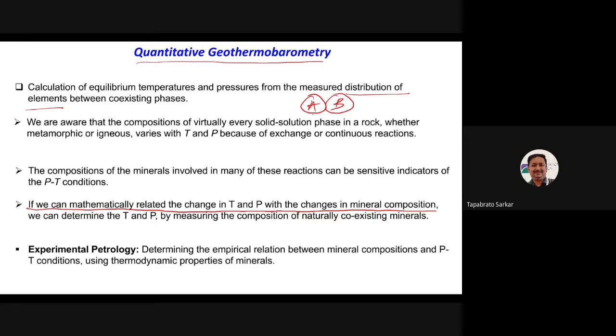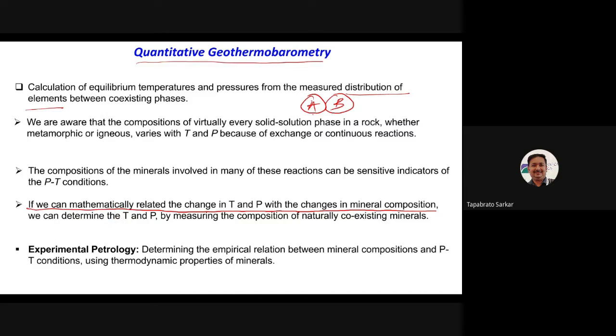So if we can get this relation from experimental petrology, and the relation is established, then we just need to measure the compositions of the naturally coexisting minerals. If we can measure the compositions successfully, which is done very easily, we can find out the temperature and pressure at which these mineral pairs were in equilibrium with each other.